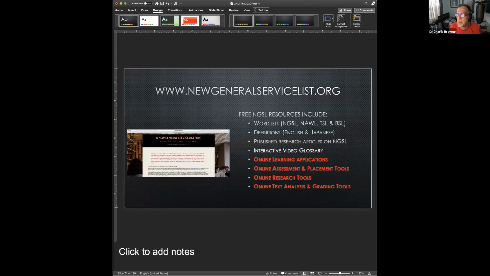Okay, so we're down to only like 7 or 8 minutes, and we're not going to get through all of these resources. But basically, the high level overview is that for the NGSL project, we've developed a large number of online learning applications, including flashcard apps, assessment and placement tools so that you know which part of the NGSL students are strong and weak at, some research tools and some text analysis tools.